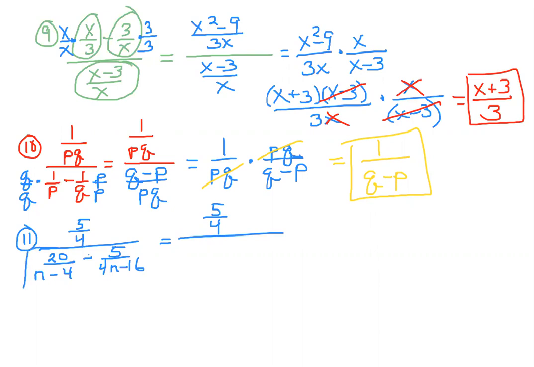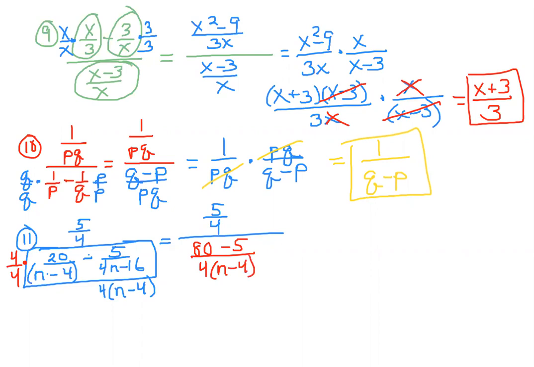This right here is just like a problem that we did in one of the first sections of this chapter. So we have to find a common denominator. So we're going to factor. This one's already factored. Here we're going to factor out a 4, and we get 4 times n minus 4. So our common denominator is going to be 4 times n minus 4. So this one we have to multiply by 4 over 4. And we get 4 times 20, which is 80 minus 5 over 4 times n minus 4. I'm going to leave it factored because we are going to need to factor it in the end anyway.